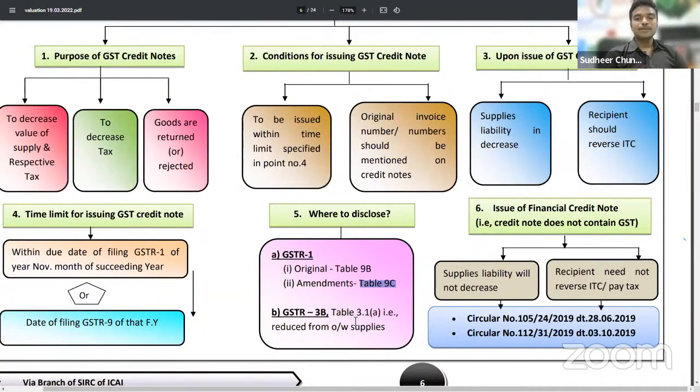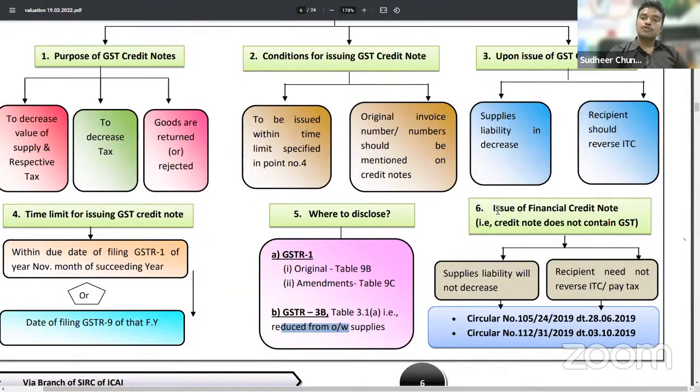And in GSTR 3B, directly in outward supplies, we have to reduce this credit note and write the net figure. From outward supplies directly, we have to reduce this credit note amount and taxes. Net only we have to write as outward supplies. This I am telling from the supplier's point of view, sir. Then what should the recipient do? The recipient should reverse the ITC. He needs to write this in other reverses.